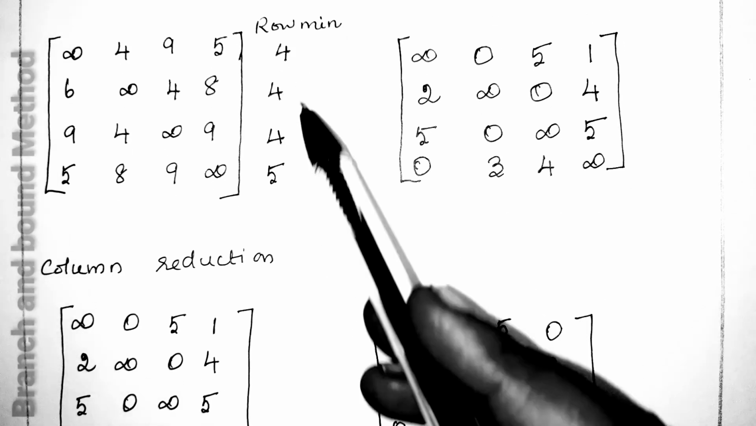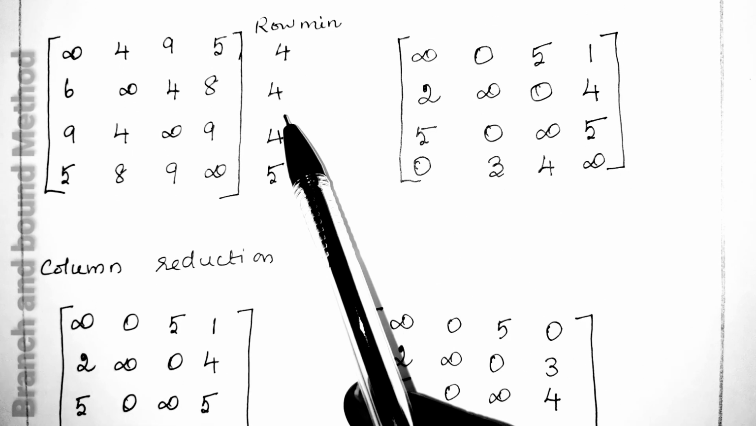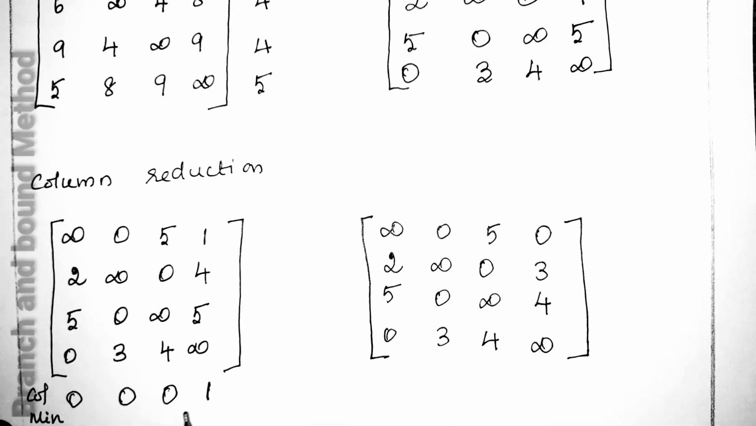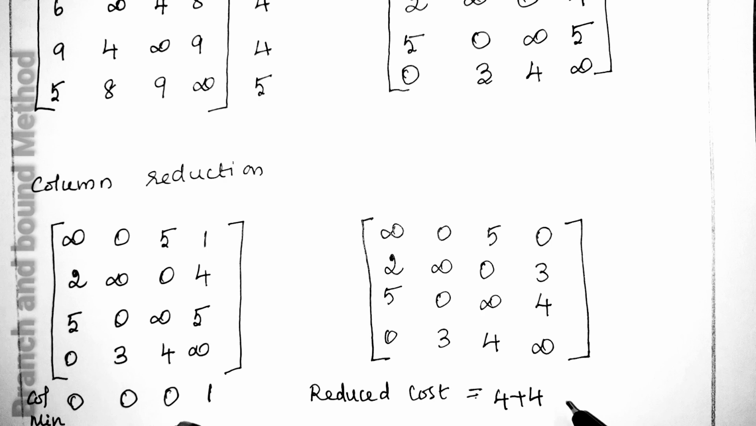From the row reduction you have minimum values 4 plus 4 plus 4 plus 5, and from column reduction your value is 1. Reduced cost is row minimum values plus column minimum values, that is 4 plus 4 plus 4 plus 5 plus 1, which is equal to 18.